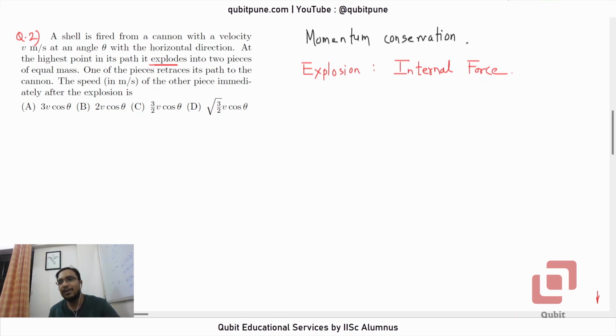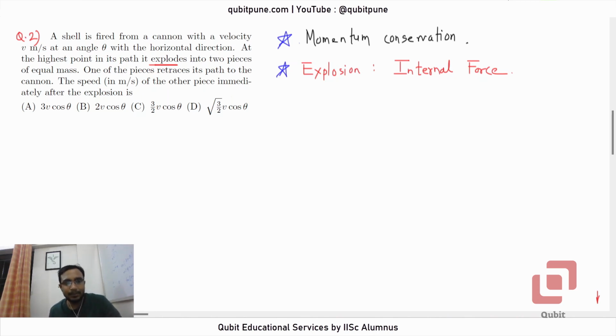So no matter how large the internal force is, momentum will always get conserved, because Newton's second law of motion tells us that as long as the vector sum of external forces is equal to 0, momentum is conserved. Do you agree to this? Yes, sir. So that explosion thing is important. It says that it is an internal force, and that leads to momentum conservation. Those are the two important points.